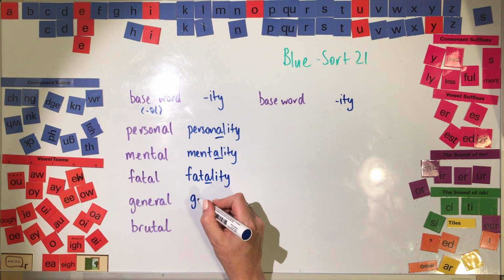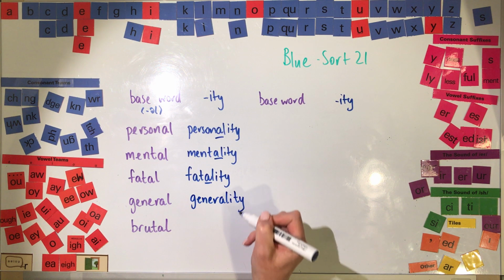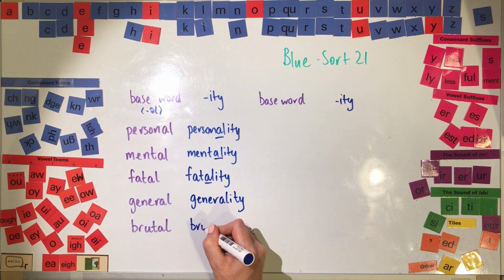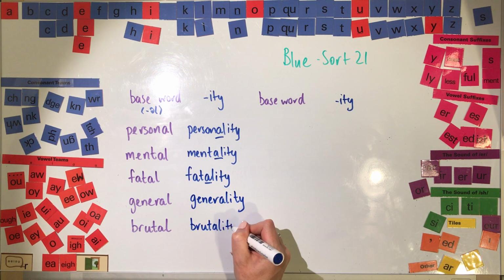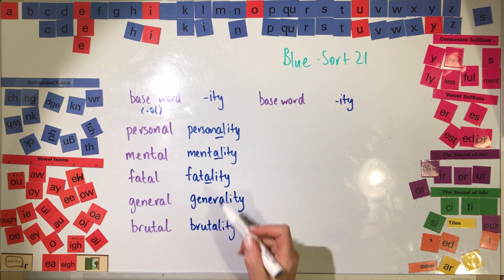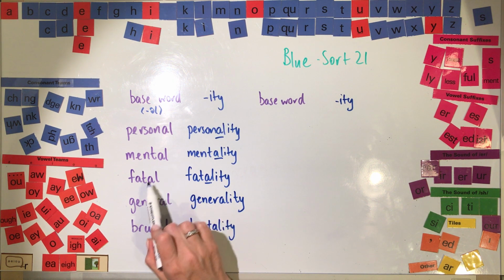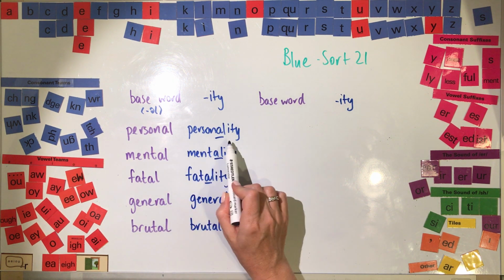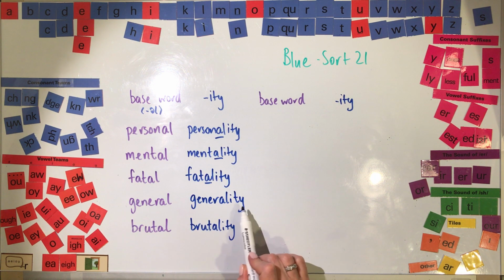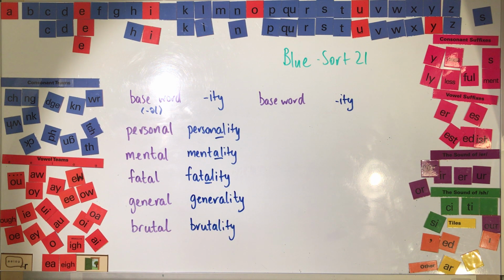So generality, not a common word to be honest. I can't think that I use that word very much, but it does exist. And brutality, that's a common word. Brutality. And can you see how this helps us with our spelling? You might be tempted to throw in a double letter or do something weird with these words, but when you realise it's just the base word adding the ity, you're going to spell them correctly. So we've got the ul: personal, mental, fatal, general, brutal, personality, mentality, fatality, generality, brutality. Okay, so let's have a look at the second lot.